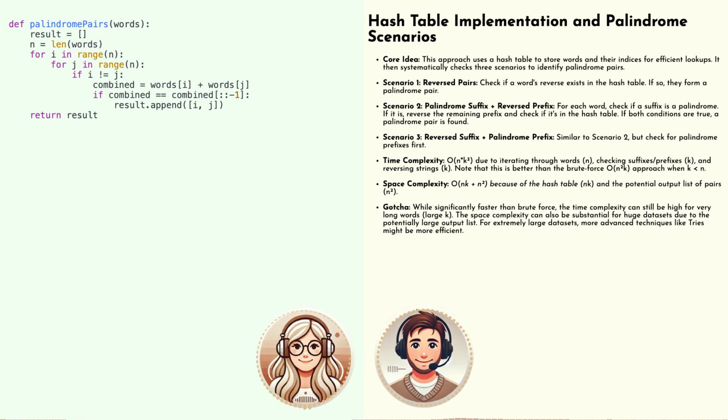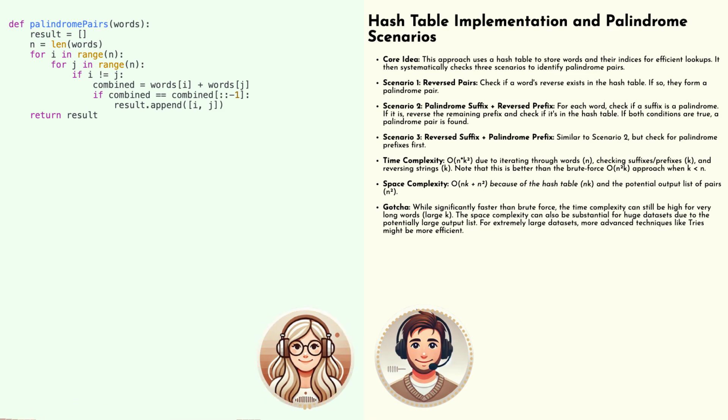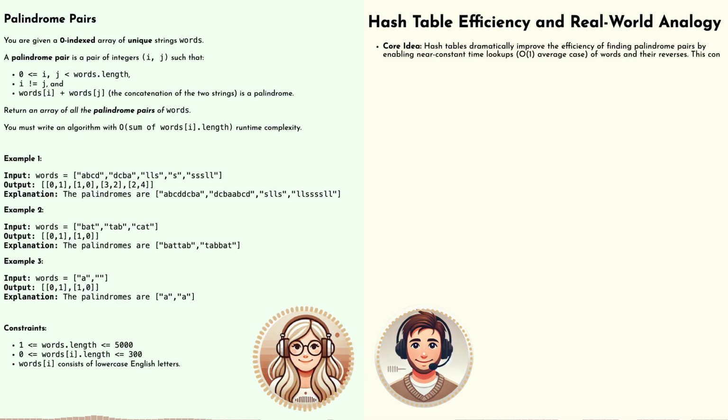Got it. By checking these 3 cases, we can cover all the ways 2 words can combine to form a palindrome. This is starting to feel a lot more efficient than our brute force approach. A lot more efficient. We're not just blindly comparing every single pair, we're using the structure of the palindromes themselves to our advantage. And the beauty is hash tables are really fast. Right, so we can do lookups really quickly.